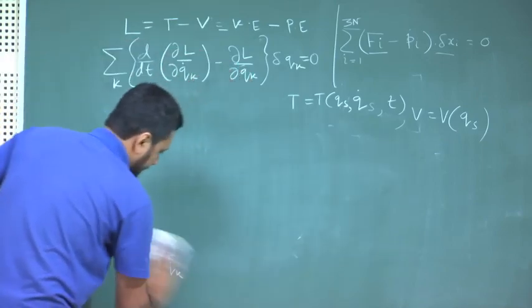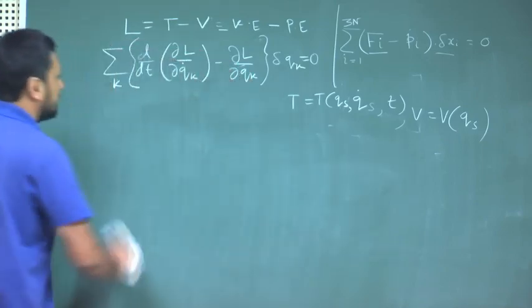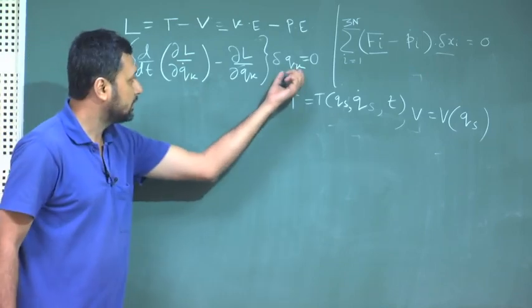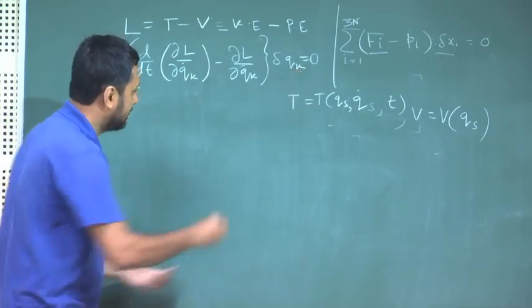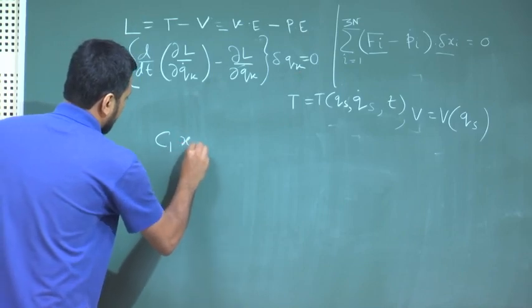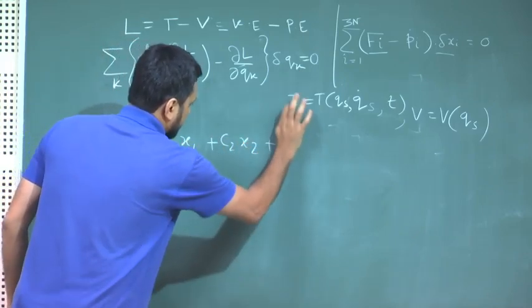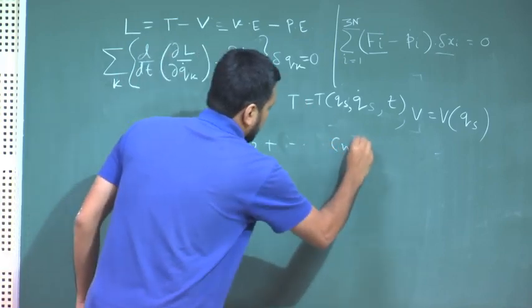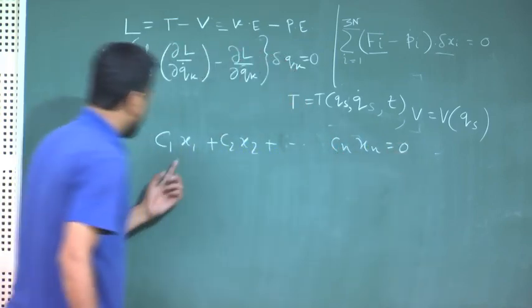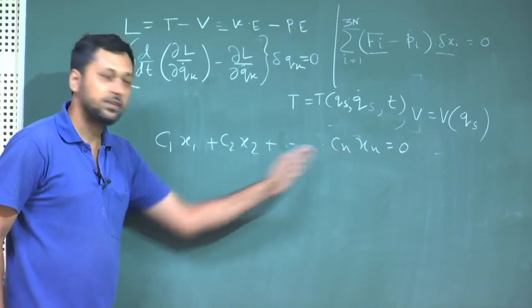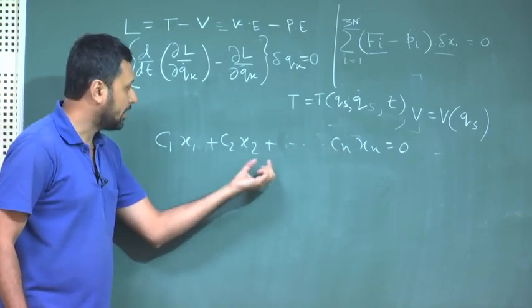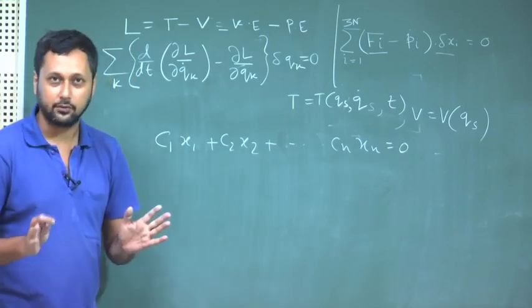Now, the beauty is that we have reached a situation where, in this form, if I write C1, C2 and C3, all the coefficients vanish only if x1, x2, x3 are independent of each other.